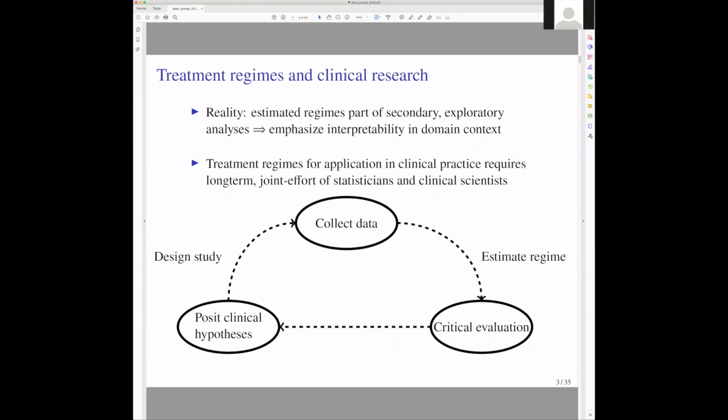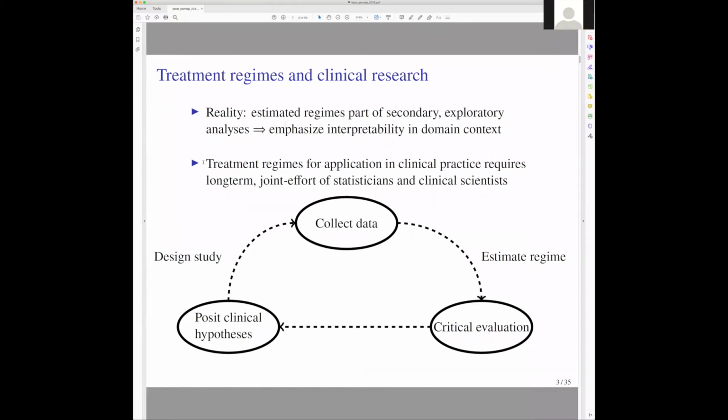So we are doing our primary analyses, which might be a simple comparison of say 2 treatments, and then we do some secondary exploratory analysis where we try to generate new hypotheses or ideas that can then be followed up in subsequent studies. And so when we take this perspective, the emphasis becomes on generating new clinically relevant information or emphasizing interpretability in a domain context rather than just raw performance.